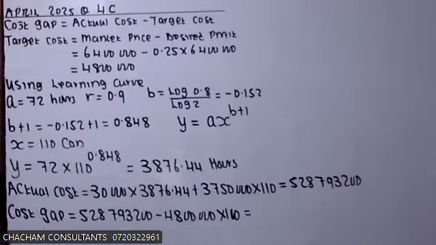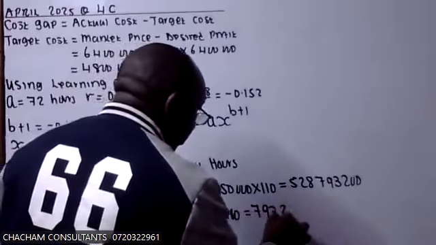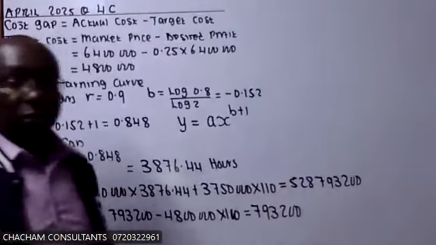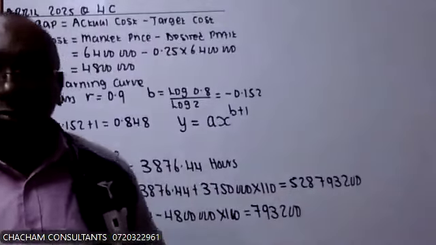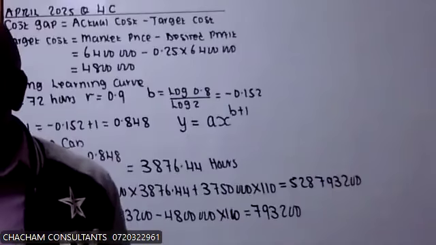Yeah, so 793,200. Yeah, so that is how you get the cost gap in that. So we close to question 5.